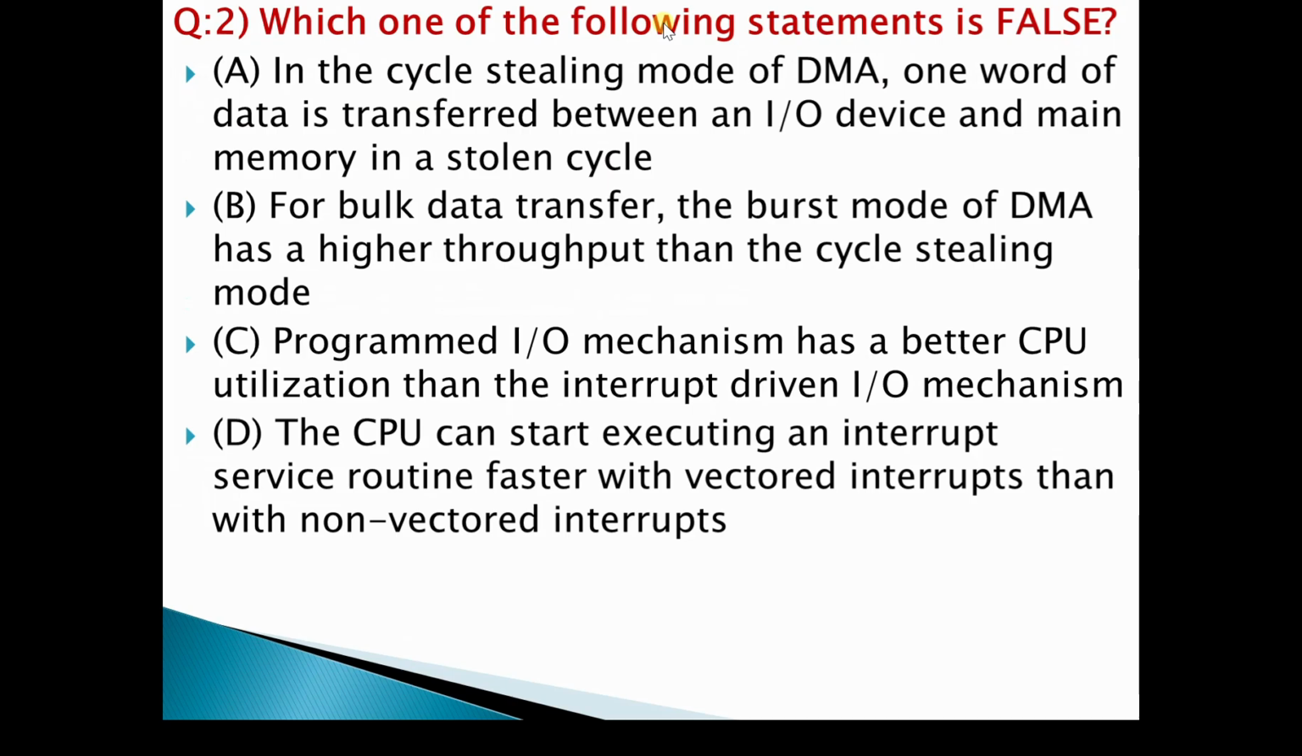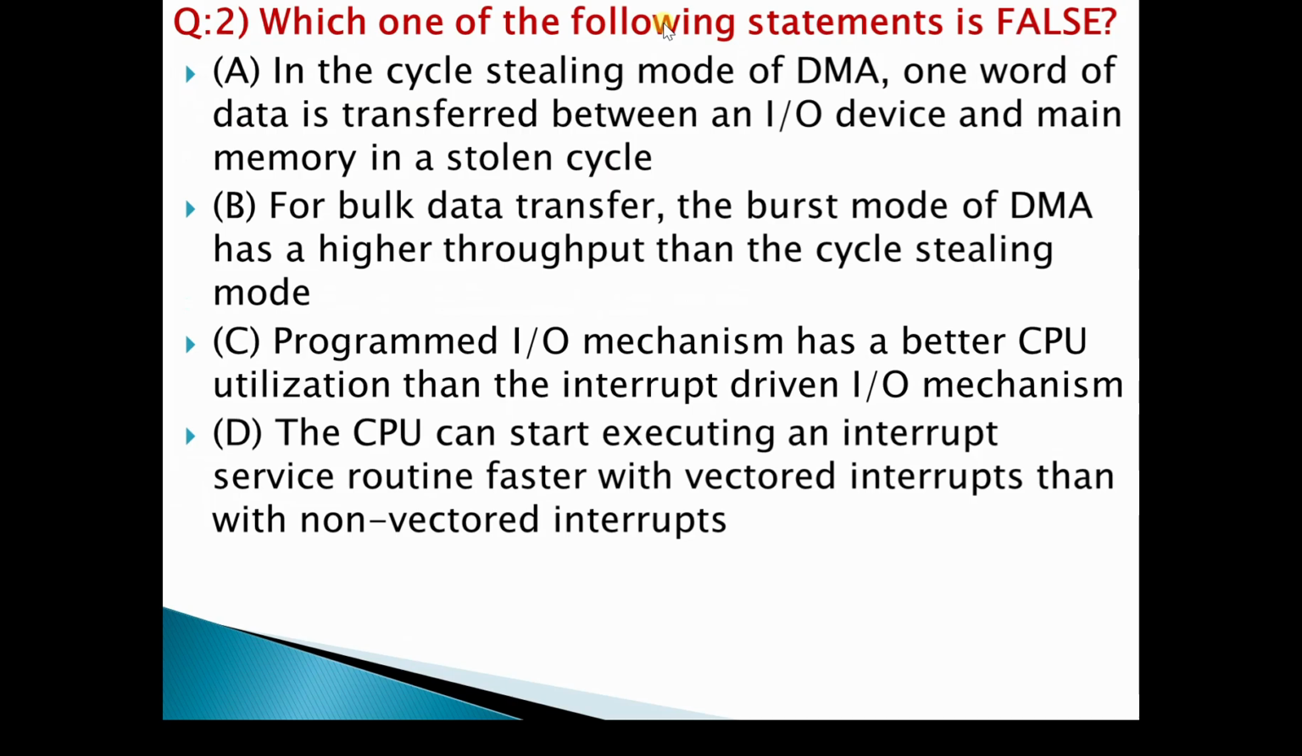Why? Because in a bulk data transfer, the data is transferred as a bulk. So in the burst mode of DMA, the throughput is high, nearly equal to 1. But in cycle stealing mode, the throughput is lesser because it will take more time, so the throughput is lesser when compared to bulk data transfer. So this option is true.